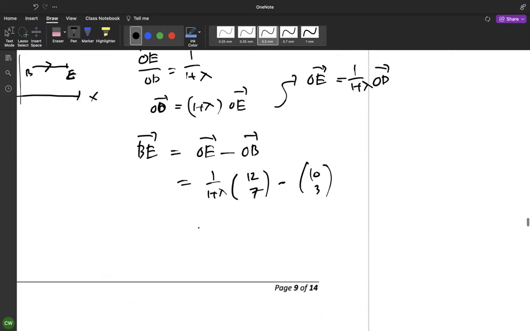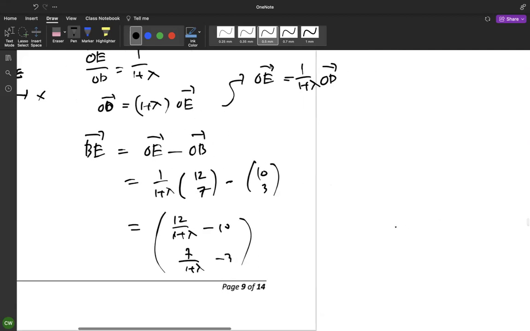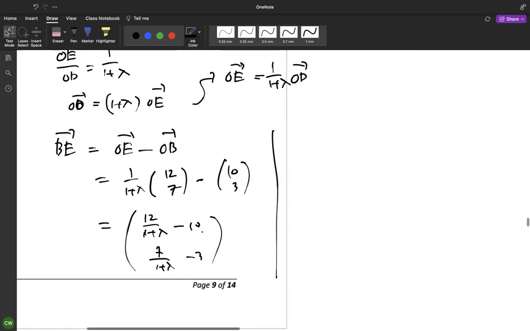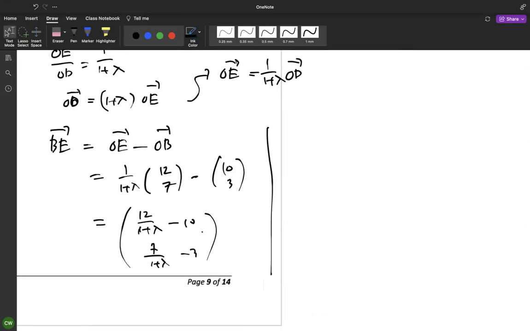Okay. So we can simplify this. This one will be 12 over 1 plus lambda minus 10, and 7 over 1 plus lambda minus 3. Which one is going to be 0 here? X coordinate or Y coordinate is 0 if it's parallel to the x-axis. Y coordinate will be 0 because moving horizontally.